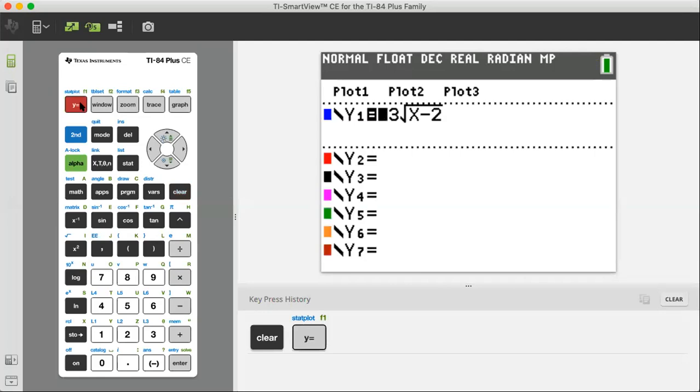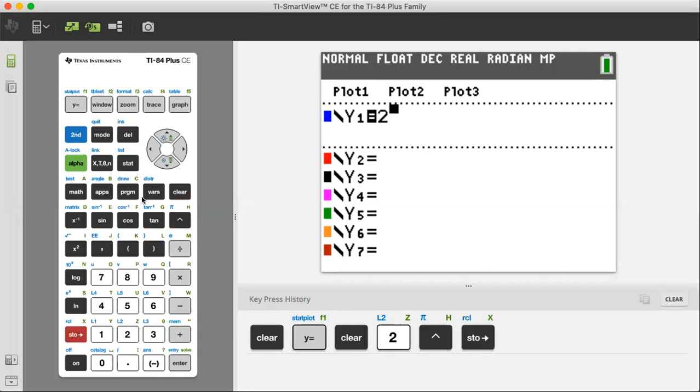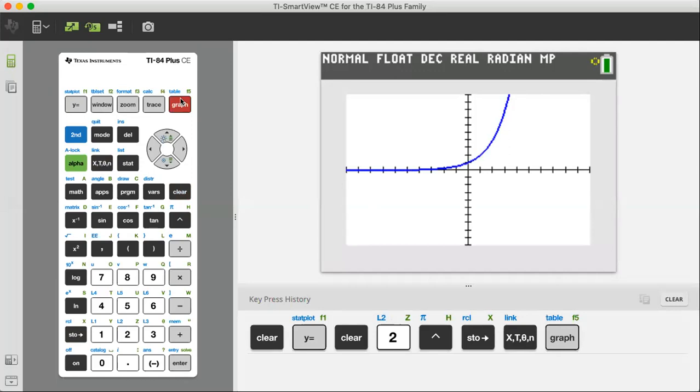I'm going to go to the y equals. I'm going to obviously clear all this out. And I'm going to type it in exactly as it looks. I'm going to take 2, and we're going to use the caret key to bring up a blank exponent. And we're going to type in x into that spot. So if you hit graph, let's see what this looks like.